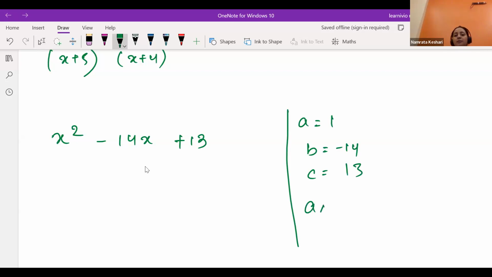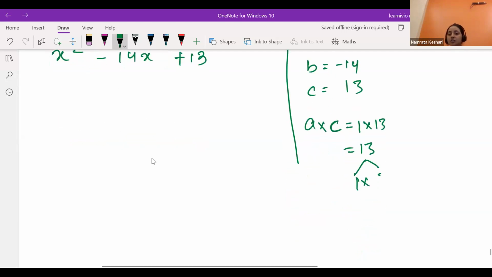Perfect. Now we will do the multiplication of A into C. That is the first step, right? 1 into 13, the result is just 13. Now we will try splitting. We will try factorizing this 13. Are we able to factorize it? 1 into 13. Now we have to check that the factors, 1 into 13 is 13, both added together or maybe subtracted together generate the middle term.